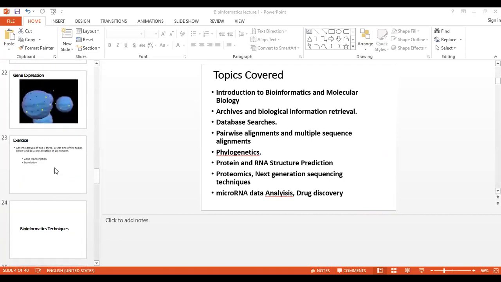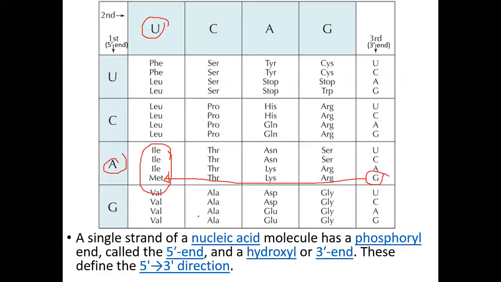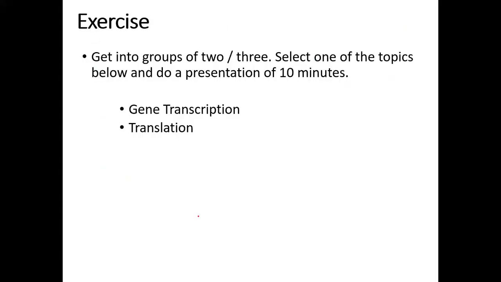Okay, so this is the group activity. I think you can see the screen, can't you? Get into groups of 2 or 3, select one of the topics below and do a presentation of 10 minutes. So the 3 people group would have 15 minutes, 5 minutes each for each person. Okay, so there are groups like this, 2 people, 2 people, 3 people. Altogether there are 7 people.